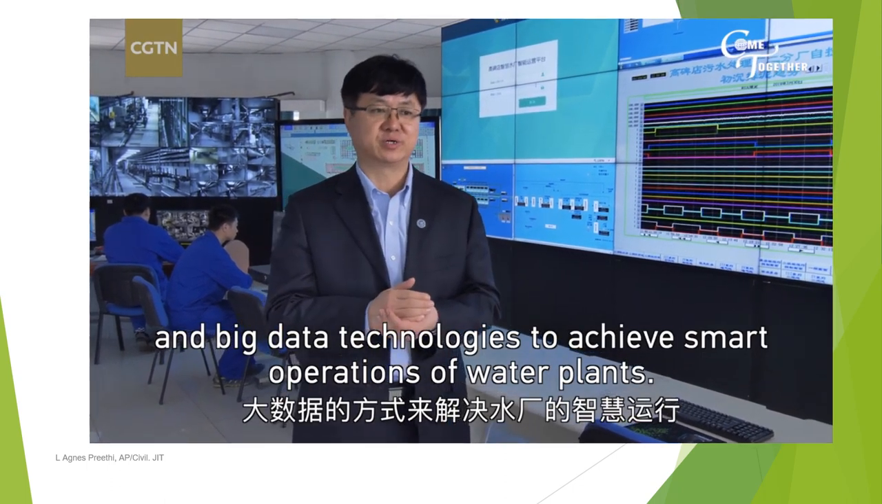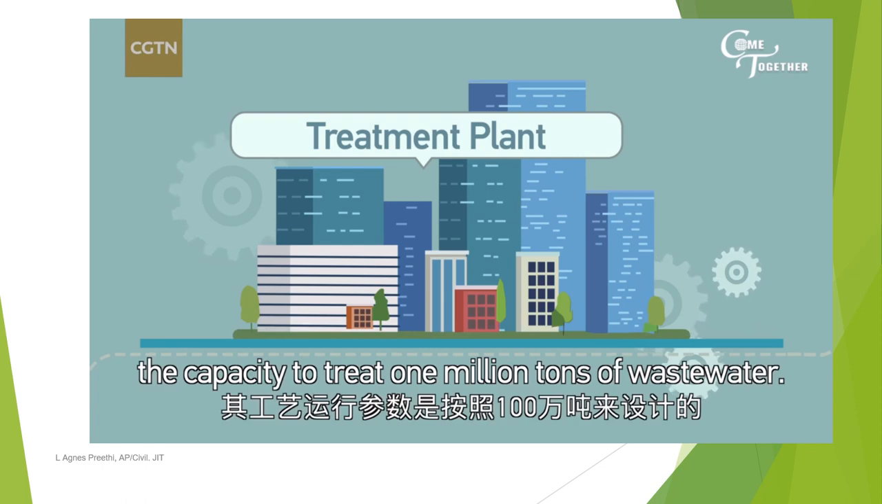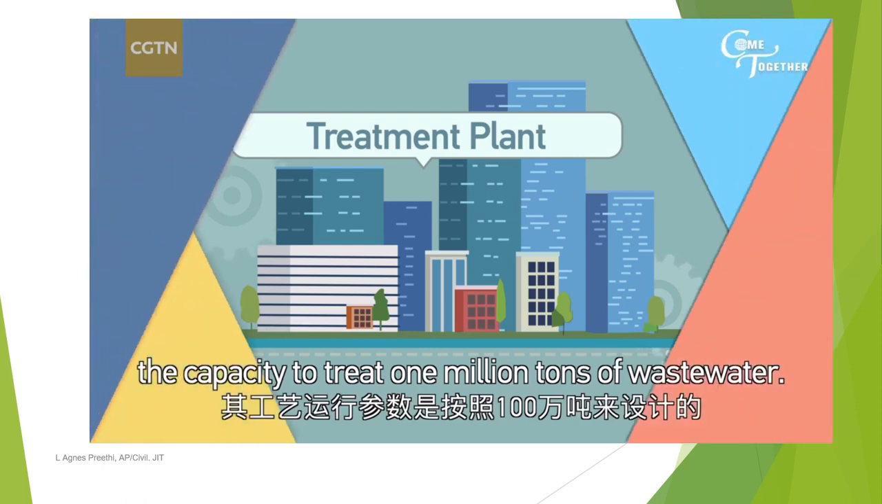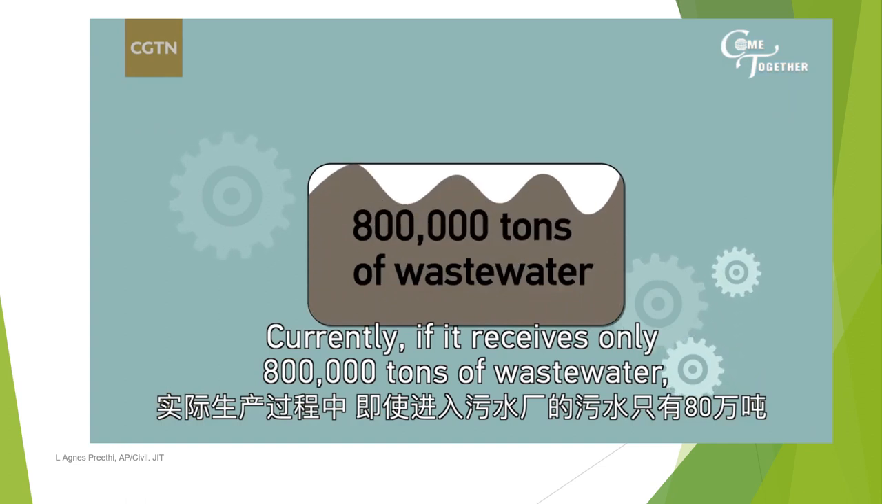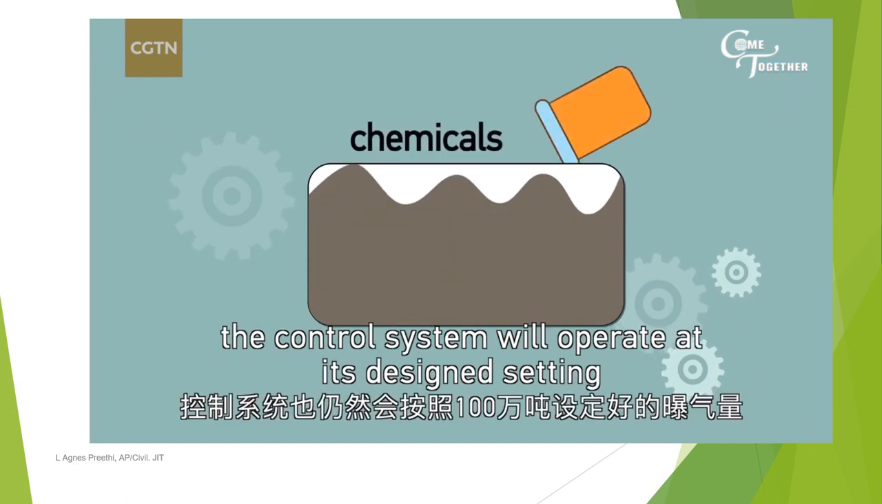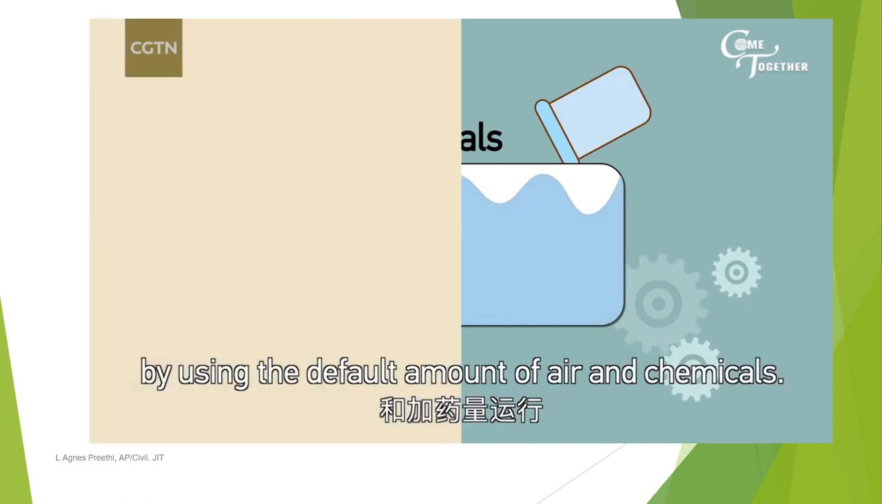For example, a 1 million ton wastewater treatment plant is designed with the capacity to treat 1 million tons of wastewater. Currently, if it receives only 800,000 tons of wastewater, the control system will operate at its design setting by using the default amount of air and chemicals.